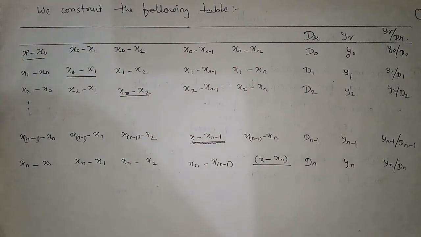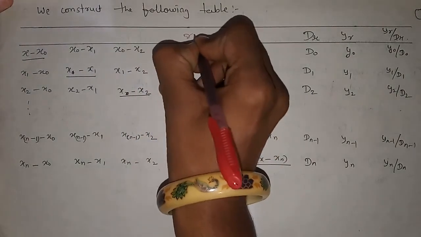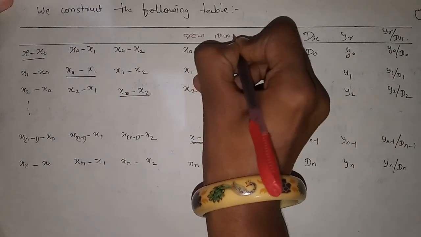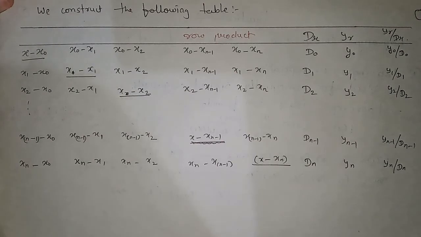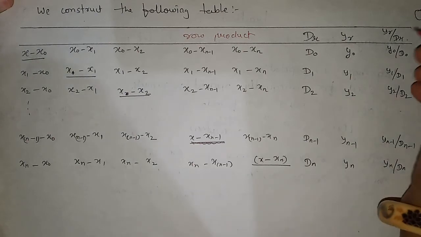So before doing any question, we will construct this table for Lagrange's interpolation formula. This is the row product. Here we will calculate whatever we need in the formula. In the formula, w(x) is no issue, we can calculate it, but other than that we have to calculate yr upon dr, because this is the next thing we will use in the formula. So yr upon dr.